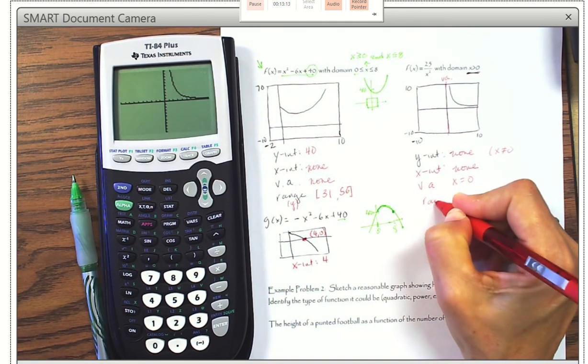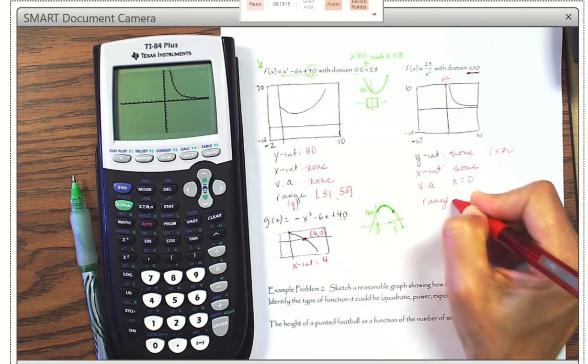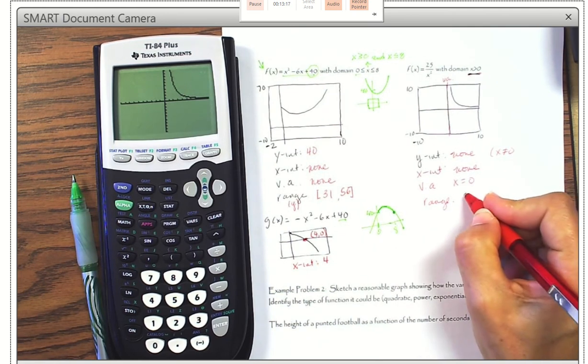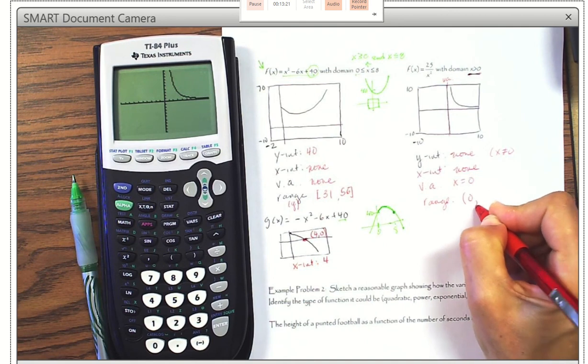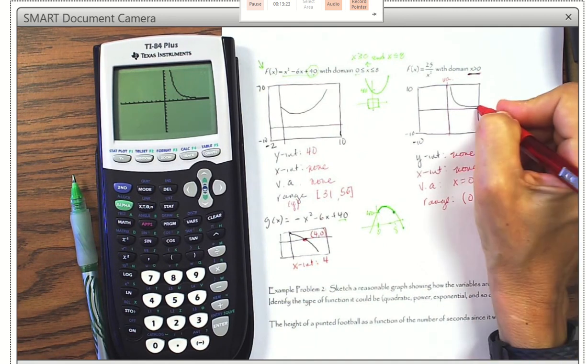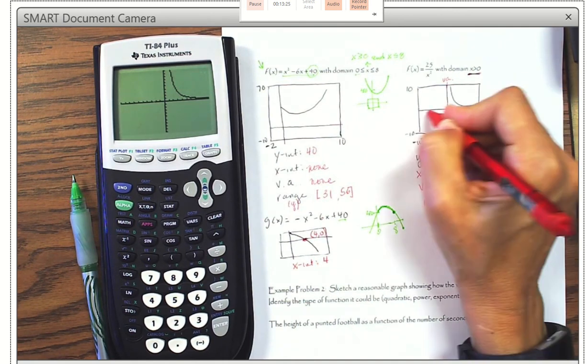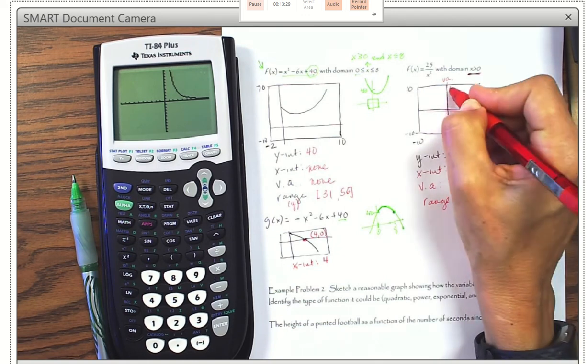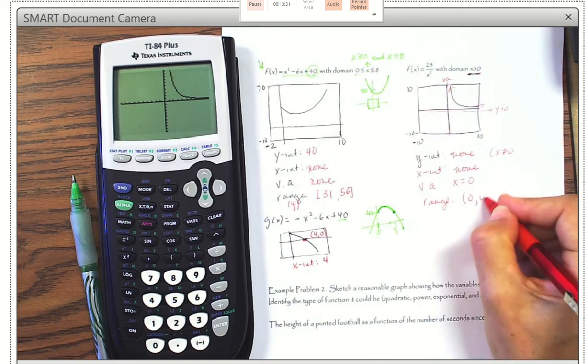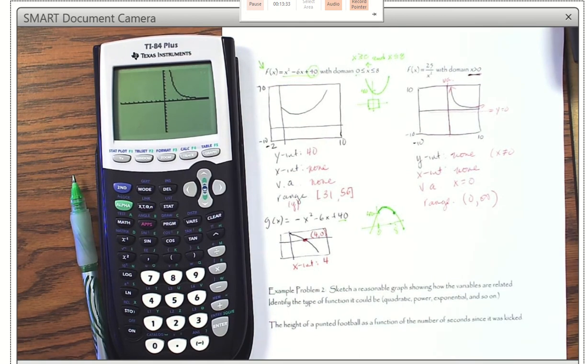And my range would not include 0, but would be anything above it. So that would be parentheses at 0. And, so approaching the x-axis, y equals 0. And then on the other end, it keeps going up and up. So that would be infinity. Okay. That's your example for the TI-84.